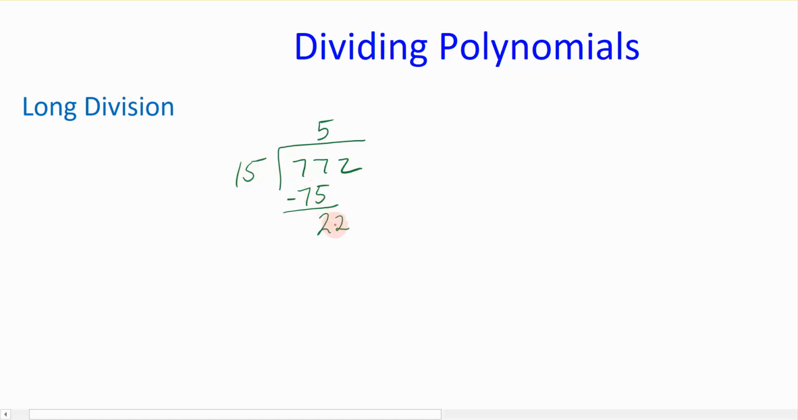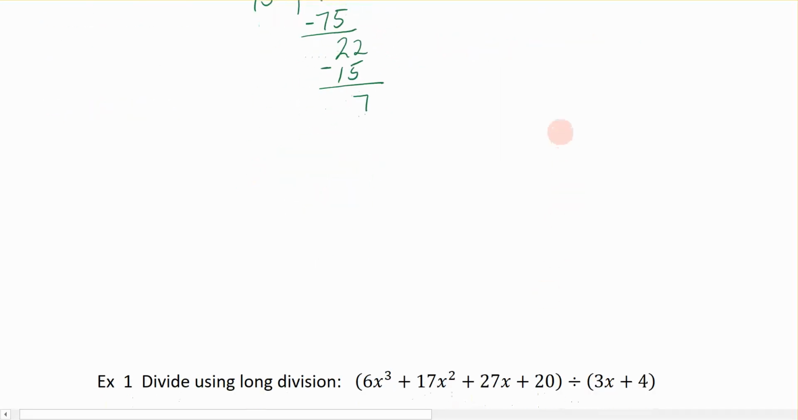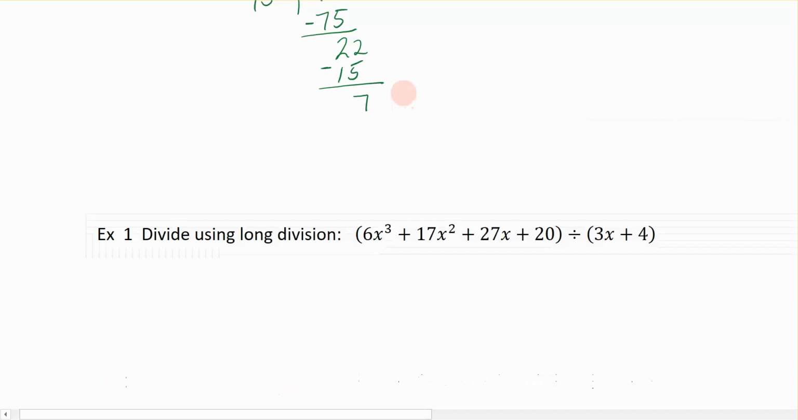15 times what is 22? Well, 1 is the closest I can get. 1 times 15 is 15. Subtract, and I'm left with 7. Now, I don't have anything else out here. I don't have any decimals, so we're going to write this as the remainder. Remember, 7 is the remainder, and I'm going to write that as a fraction, 7 over 15. This is how we did long division a long time ago, and it's the same process we're going to use in order to talk about this next example.